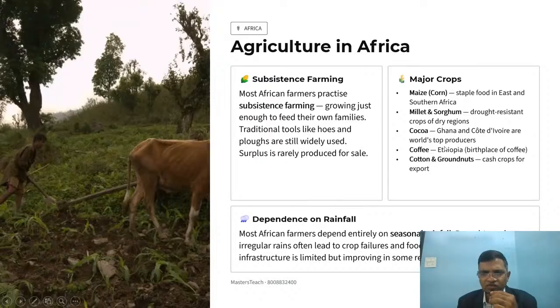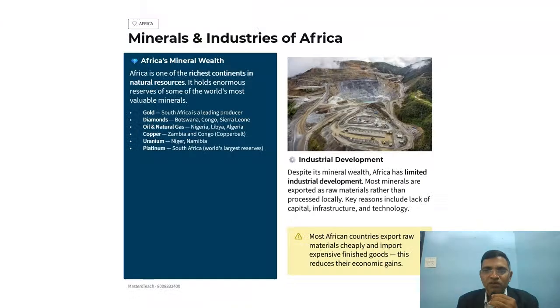Then cocoa, which is produced in Ghana and Cote d'Ivoire, the world's top producers. Coffee, so Ethiopia is the birthplace of coffee. They may ask this in the TET examination. Then cotton and groundnuts, cash crops for export available here. This is about the agriculture picture in Africa. Just listen to my class, so you will have the entire Europe and Africa information.